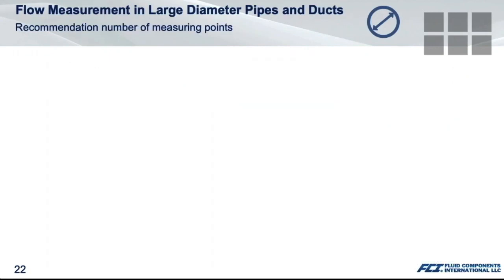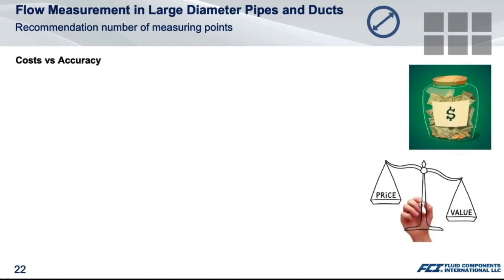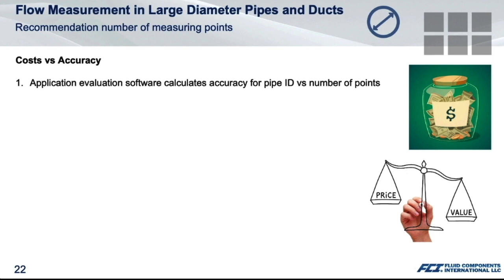How many measuring points are required or recommended for your application? This basically depends on the cost versus accuracy, and therefore it's not a decision to be made by the manufacturer, but a recommendation together with you. It starts with an evaluation of your application, as the manufacturer can determine the accuracy of the pipe inner diameter versus the number of measuring points.